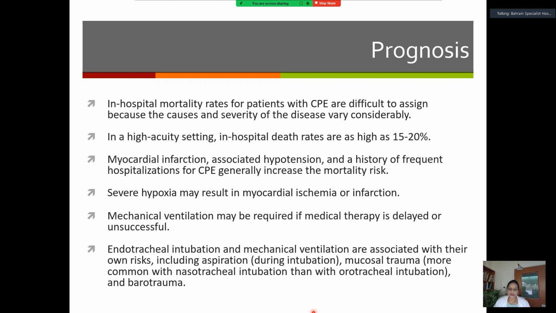Severe hypoxemia may result in myocardial ischemia or infarction. Mechanical ventilation may be required if medical therapy is delayed or unsuccessful. Endotracheal intubation and mechanical ventilation are associated with their own risks, including aspiration, mucosal trauma, and barotrauma.